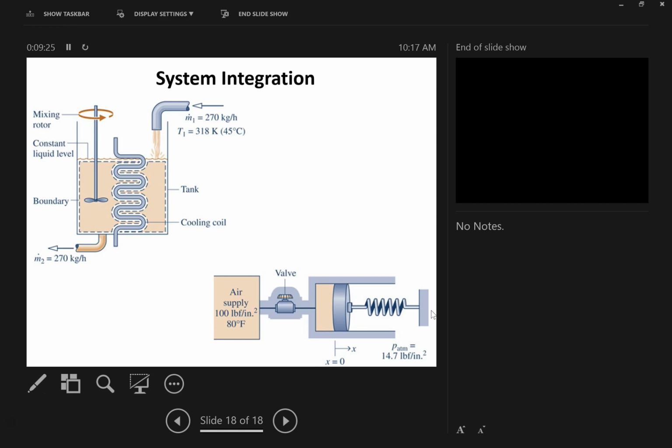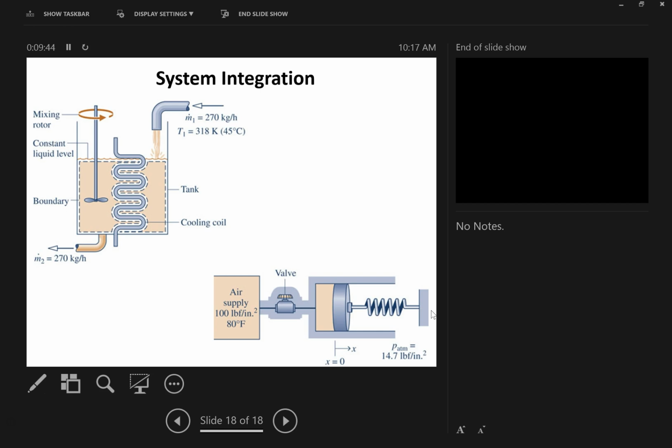We have water coming in. It's at a certain temperature. This water in the tank is at a new temperature. There's a heat exchanger. There's mechanical work. There's stuff going out. You could actually run these calculations on that type of system, or here's a different one.